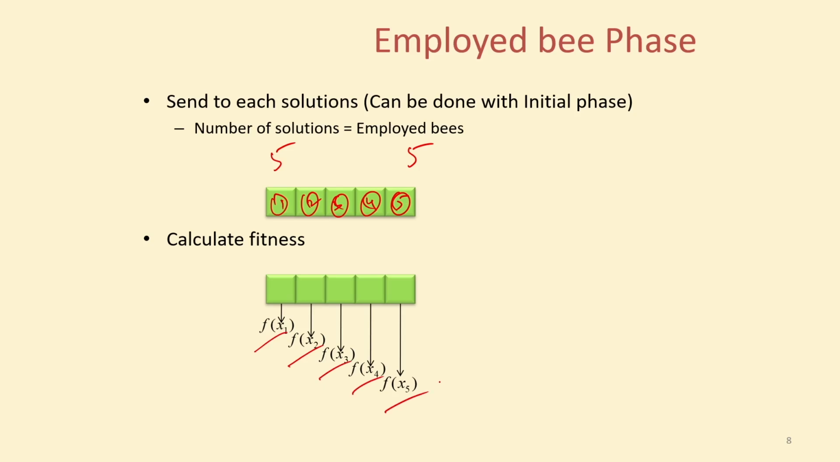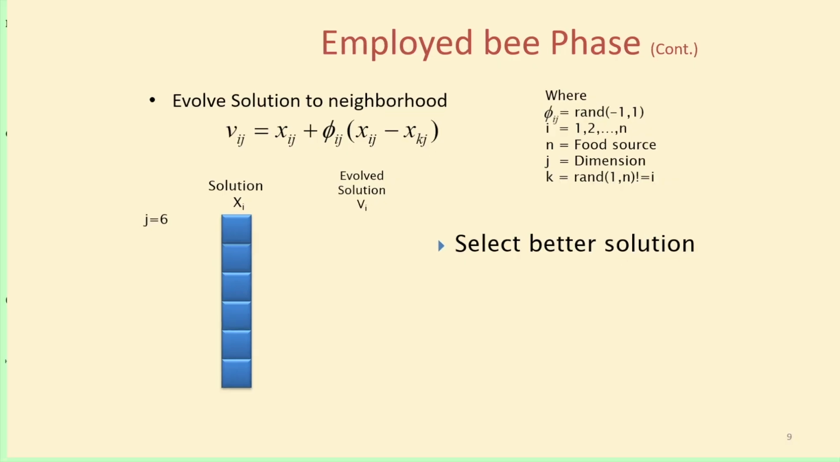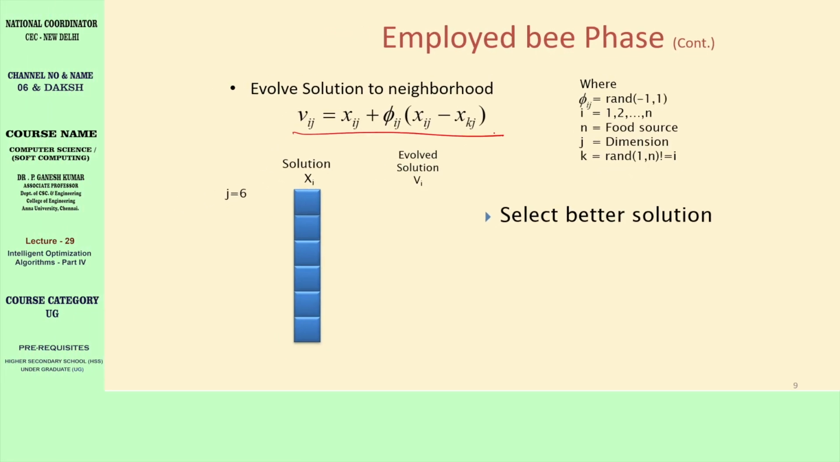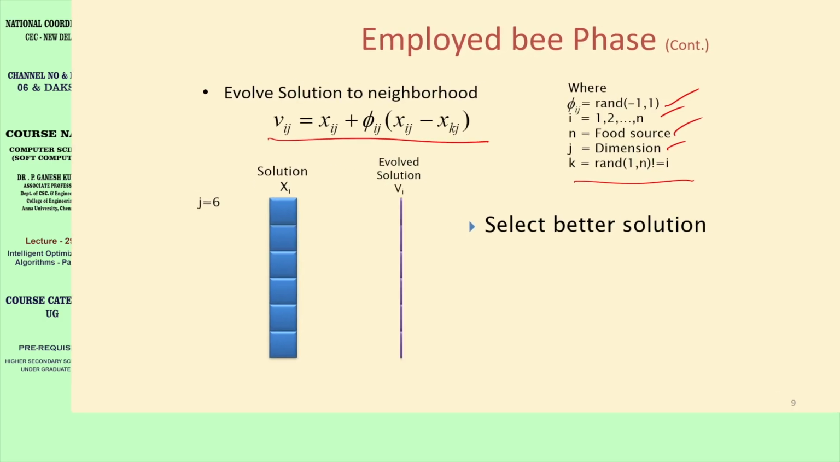So, for each employed bee, that means for each solution that we have randomly generated, we have to evaluate the fitness value. Now, this fitness value is passed on to the neighborhood, because the neighborhood also should know, right. So, the evolved solution process is carried out by Vij equal to Xij plus phi ij times (Xij minus Xkj), that is the formula. This is the evolved solution. What is phi ij? It is a random number. What is i? It is each food solution, up to the maximum number of food sources, j the dimensions, and the random number generation. So, this is the best fitness value.